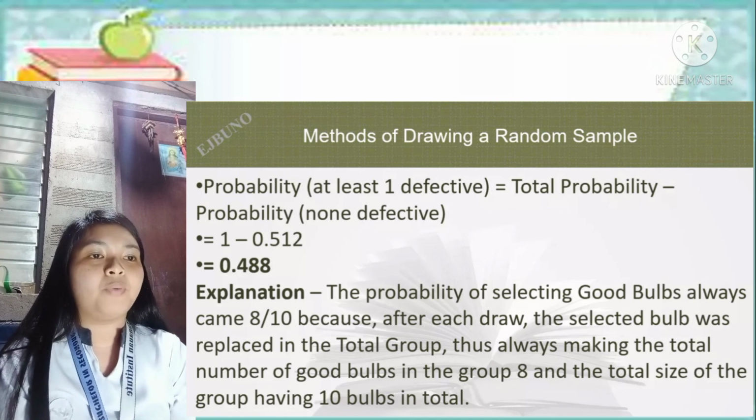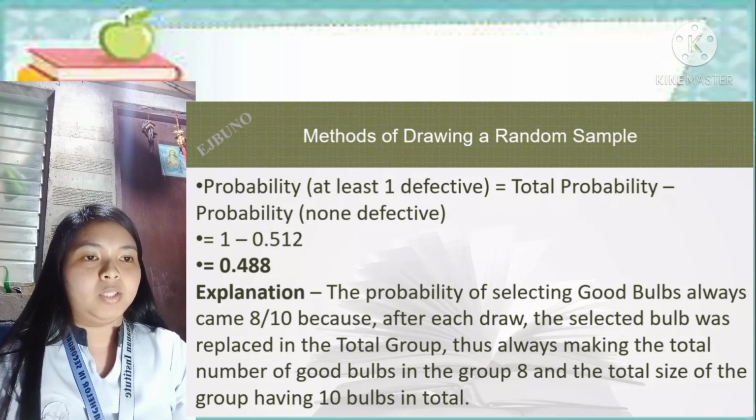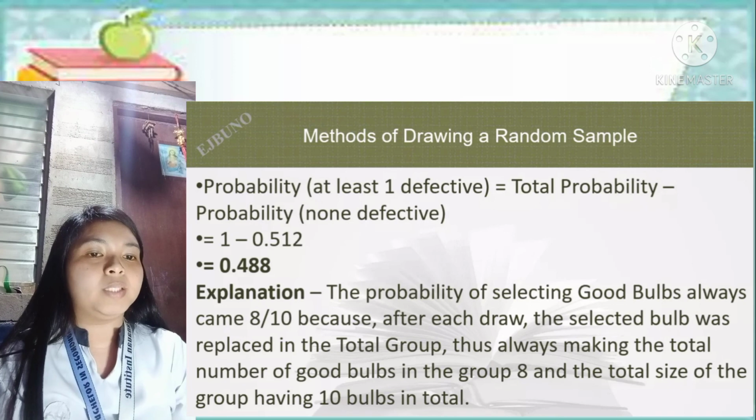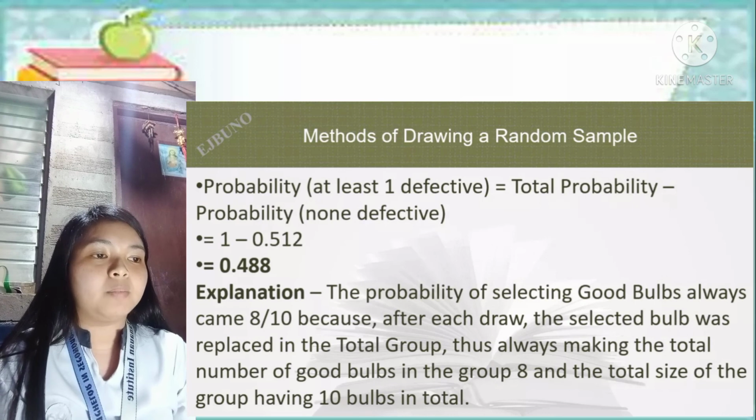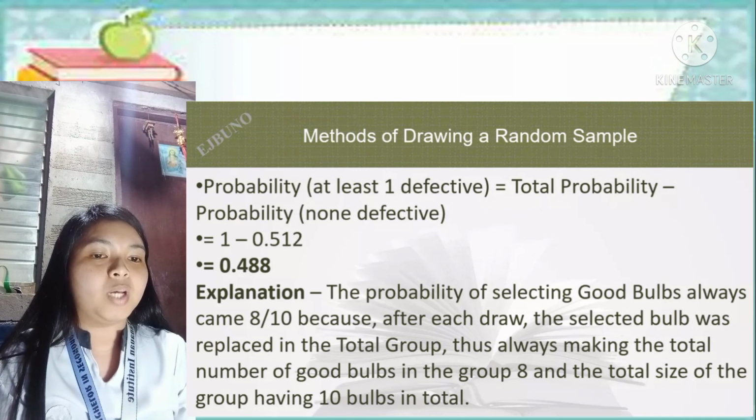Probability of at least one defective is equal to total probability minus probability of non-defective, which is 1 minus 0.512, equal to 0.488. The explanation: the probability of selecting good bulbs always came to 8 divided by 10 because after each draw, the selected bulb was replaced in the total group, thus always making the total number of good bulbs in the group 8 and the total size of the group 10 bulbs in total.